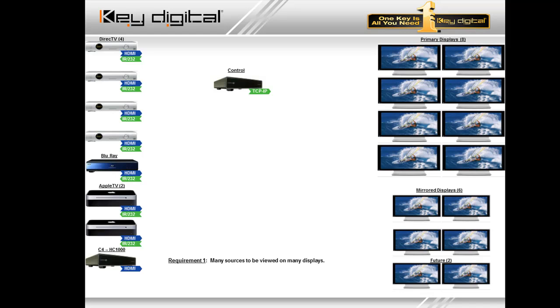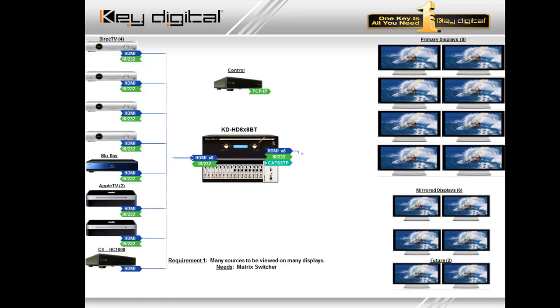So as we take a look here, requirement number 1, many sources, many displays. This is going to be an application for our KD HD 8x8 BT. Now, one thing you will notice is that there are greater than 8 displays to the system. How is that all going to come together, you wonder? Well, take a second and you will find out.